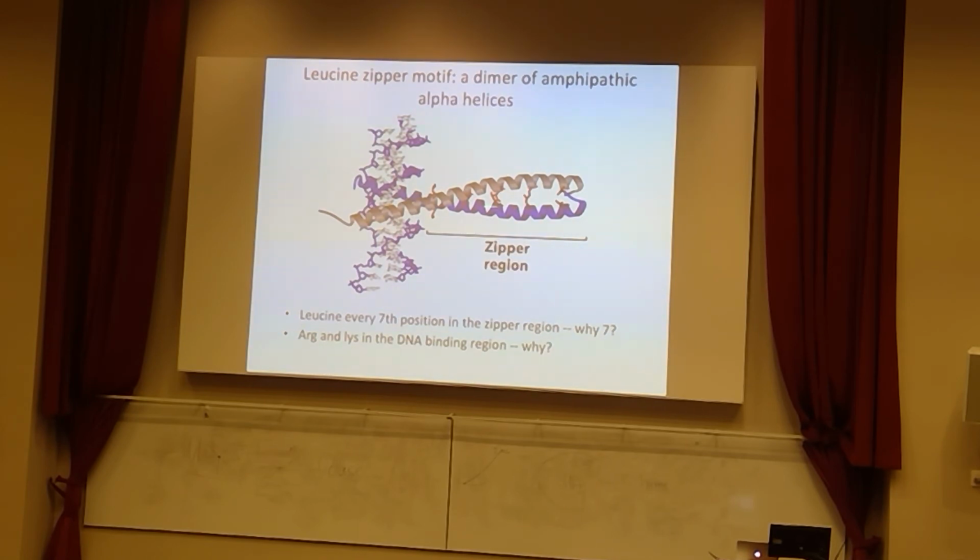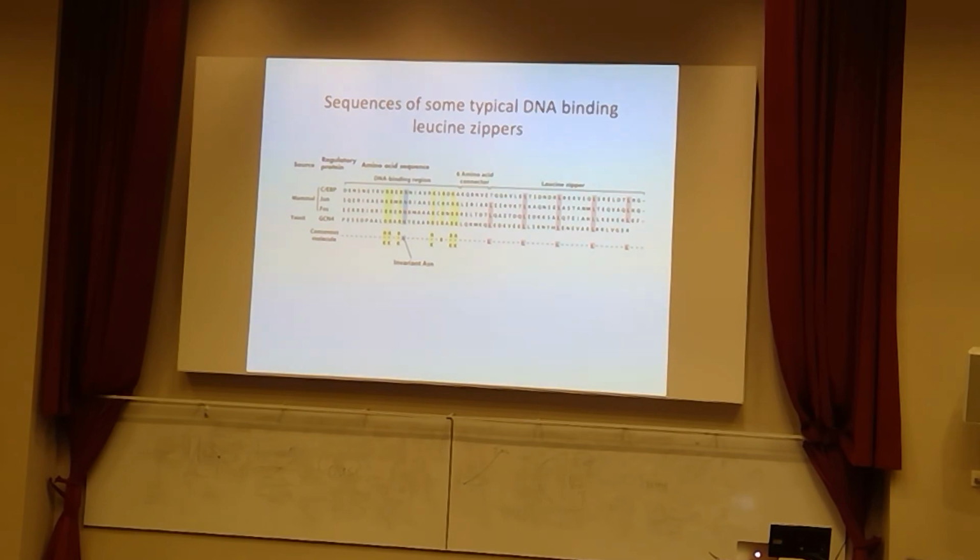So positioning them at every 7th residue lines them up really nicely so these leucines can interdigitate with each other and form a very nice dimeric complex. That stabilizes the alpha helices and positions them really nicely to recognize their particular DNA sequence. And then in here, we have got a bunch of arginines and lysines in this DNA binding region. No surprise there. Positive charge sites to provide charge complementarity for the DNA backbone.